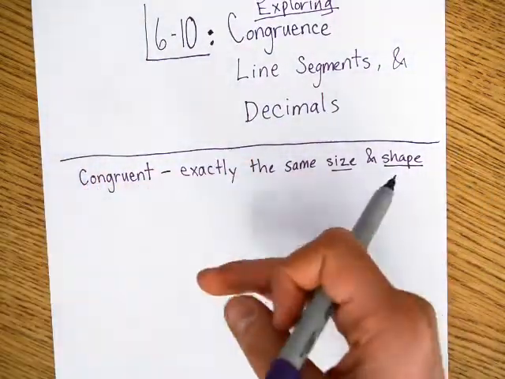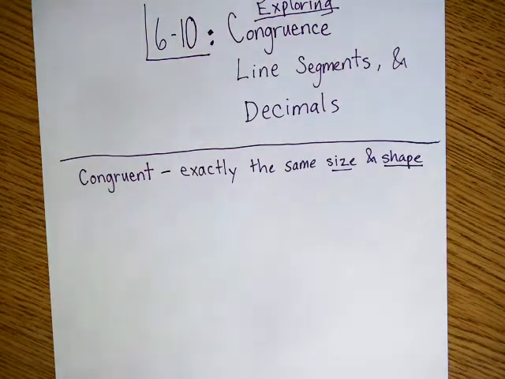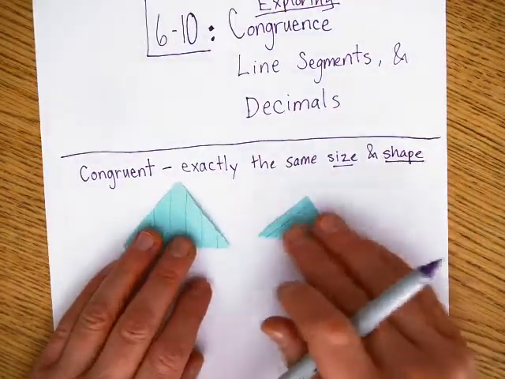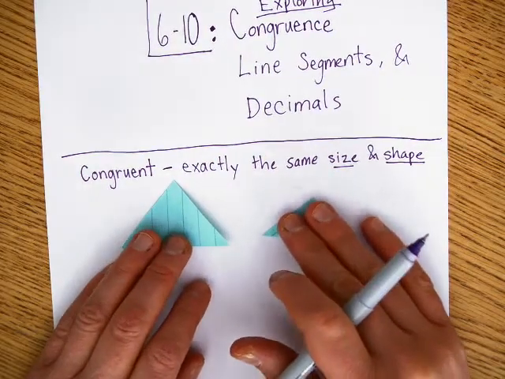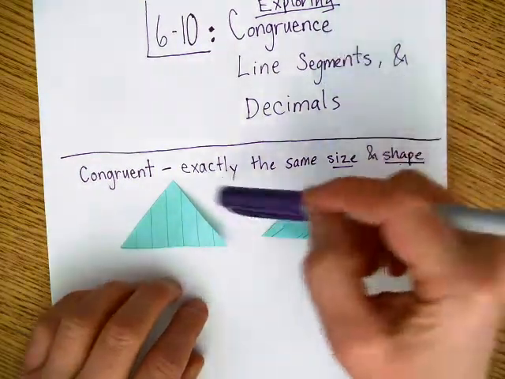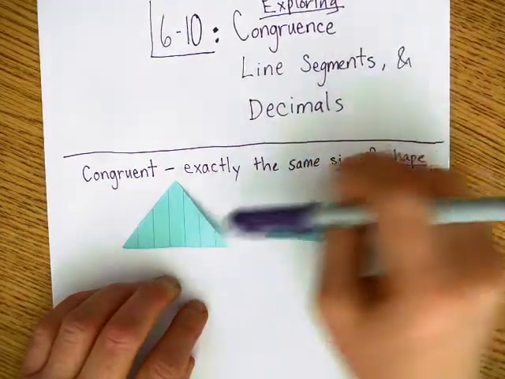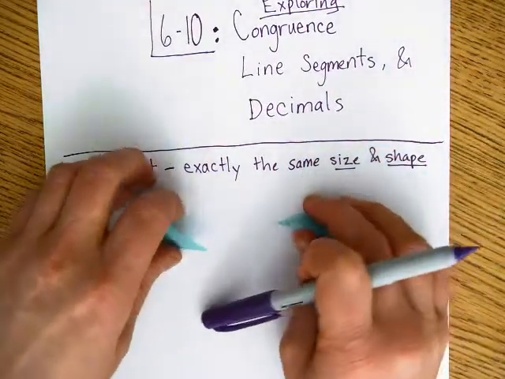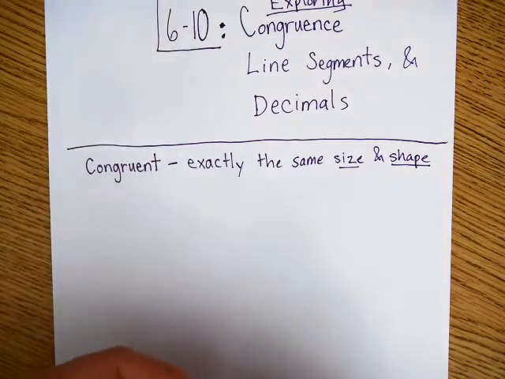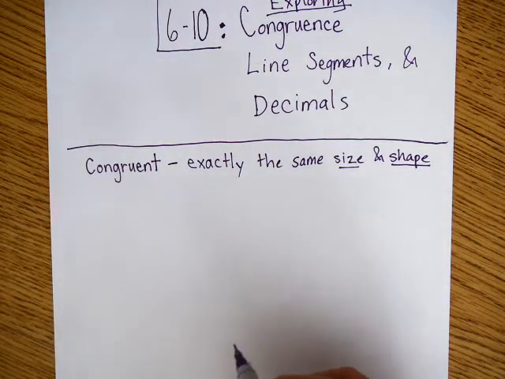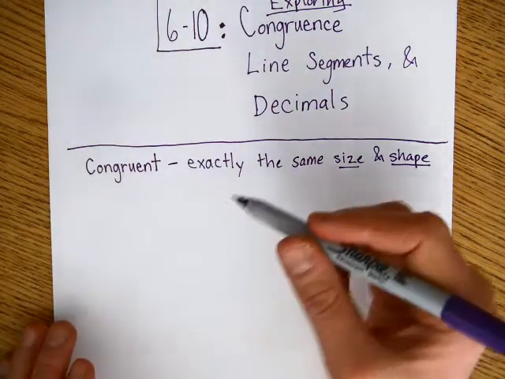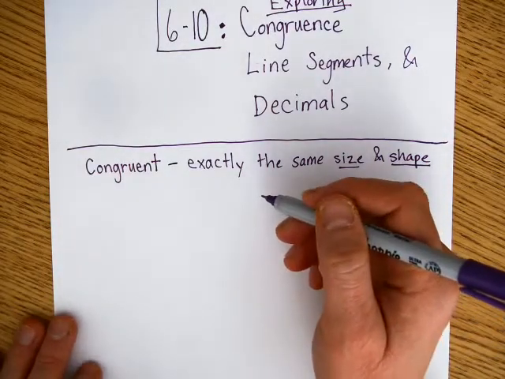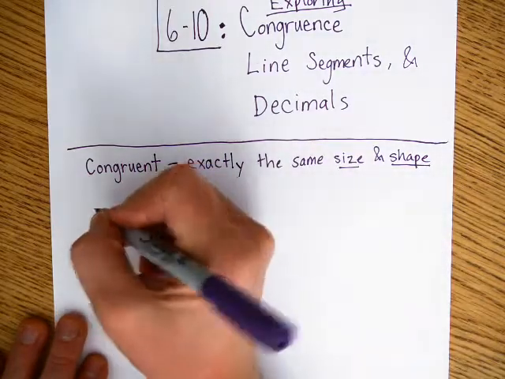Alright? On the other hand, if I have these two triangles, they're the same shape, but they're not the same size. So these triangles do not have congruence. They are not congruent because they're not exactly the same size and shape. So that's a concept we want the kids to be able to get today, be able to understand a little bit. And before we talk any more about that, we're actually going to back up a little bit and review decimals.